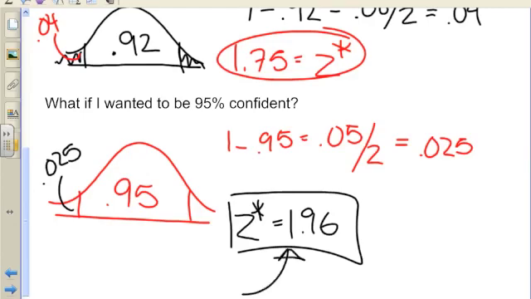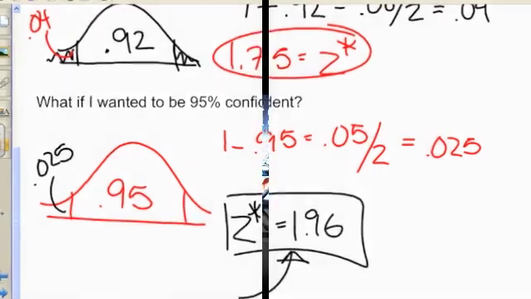We're going to start getting a little more technical. If you use 2, you will lose points on the AP exam. So we're done with our rounding days. It's actually not 2 standard deviations up and down. It's 1.96.